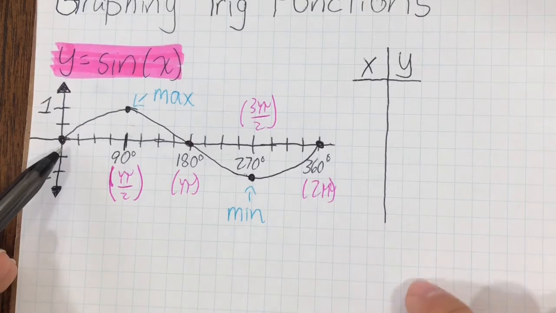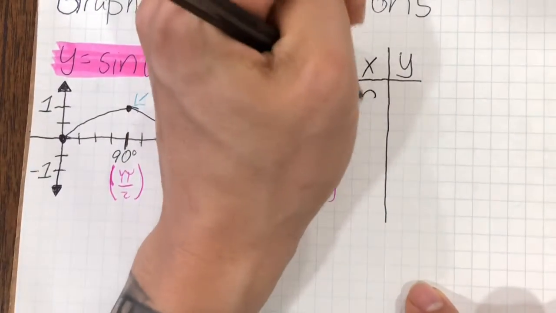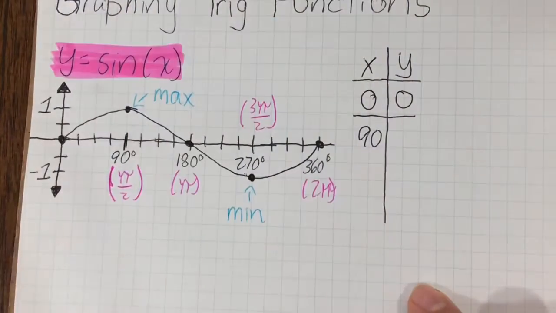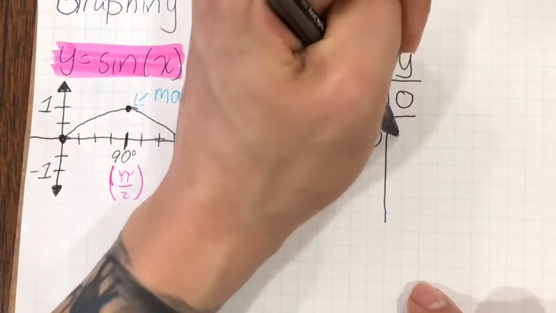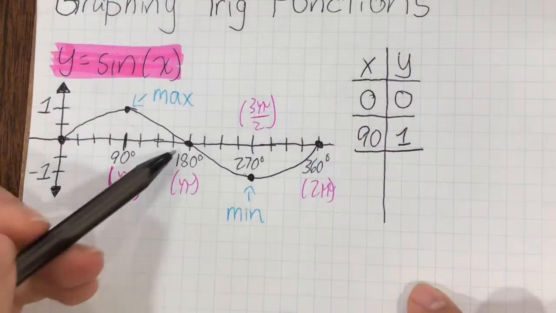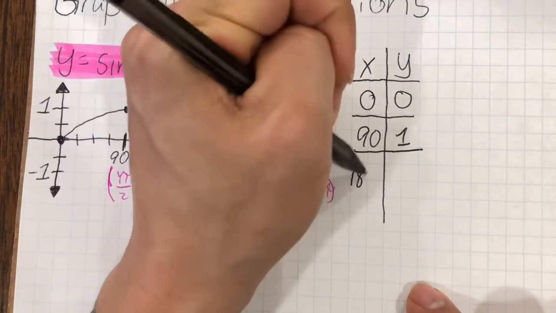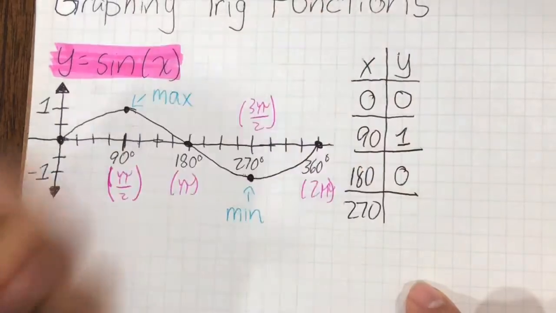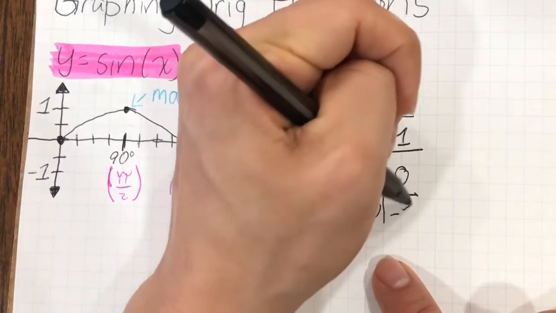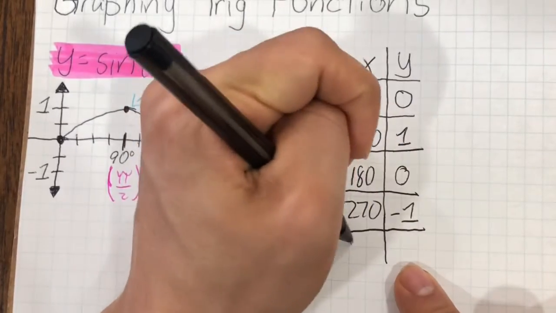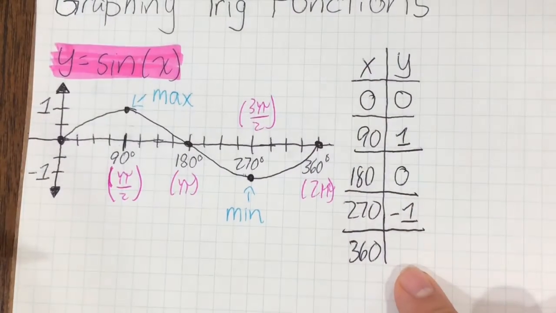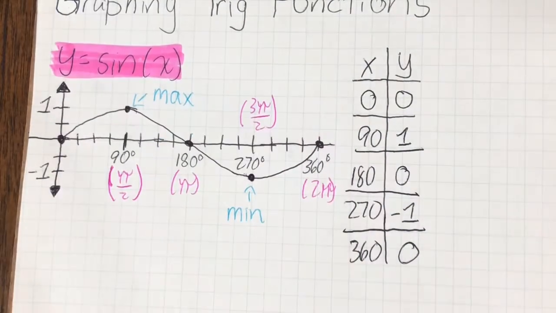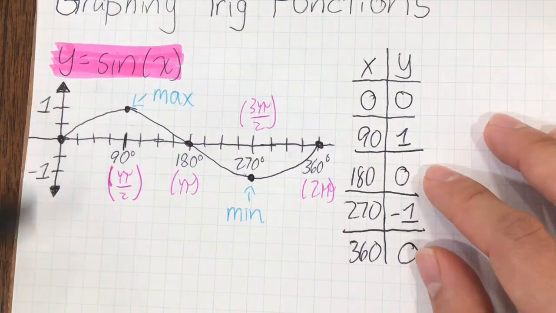All right. And then now I'm going to fill in my x and y table for this specific graph. So we started off with 0, 0. And then we have 90, 1. If we were to evaluate sine of 90 degrees, my output would be a 1. And then we have 180 degrees. Sine of 180 degrees is 0. Then 270. Sine of 270 is negative 1. And then we have 360 degrees. Sine of 360 degrees is 0. All right. So this is going to be my table of values for sine of x.